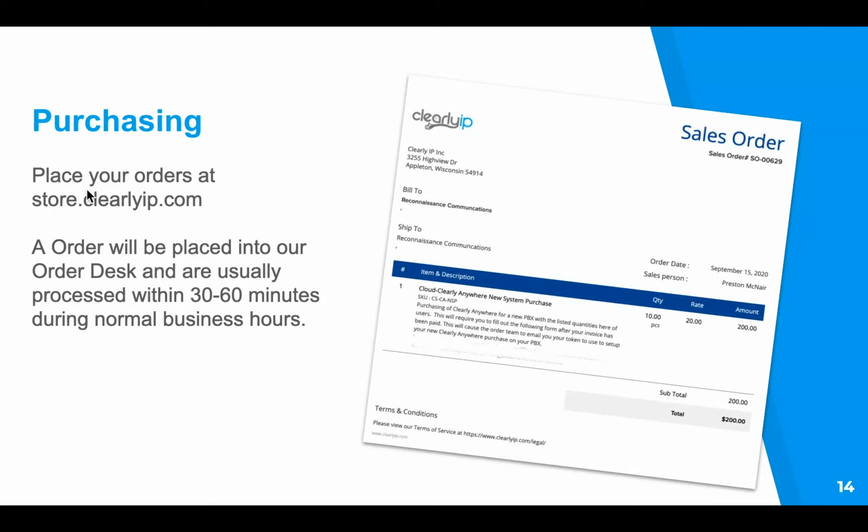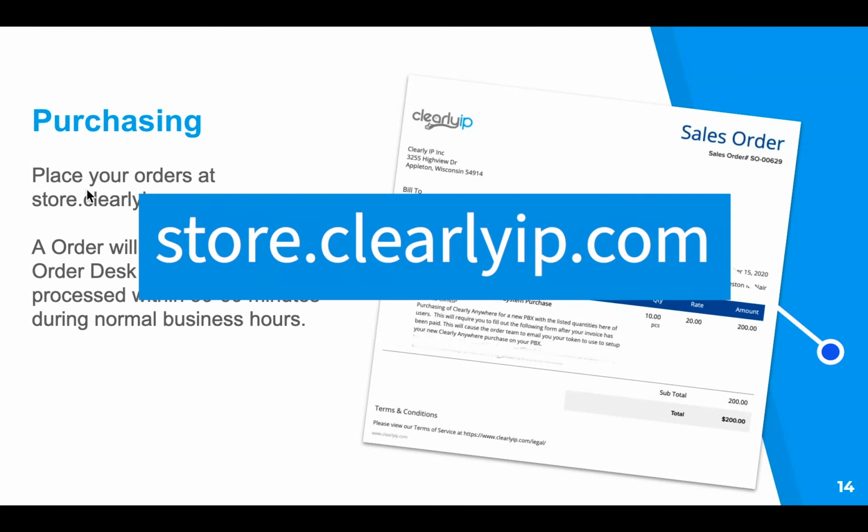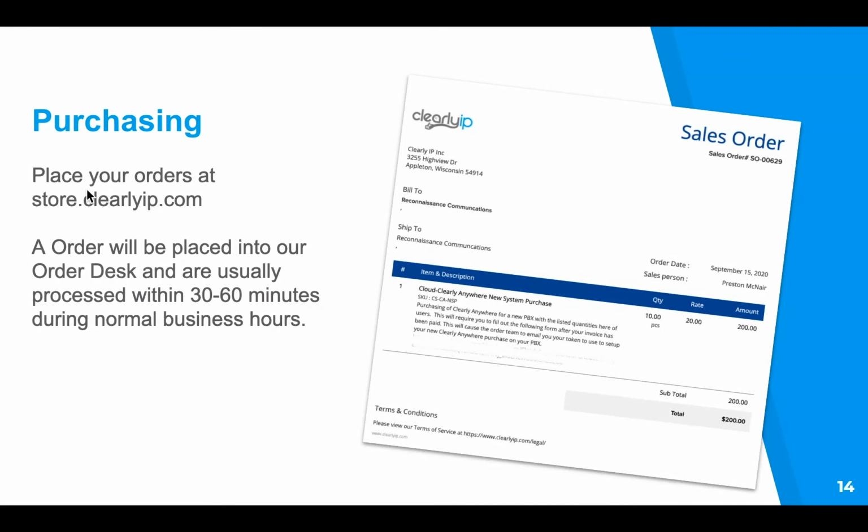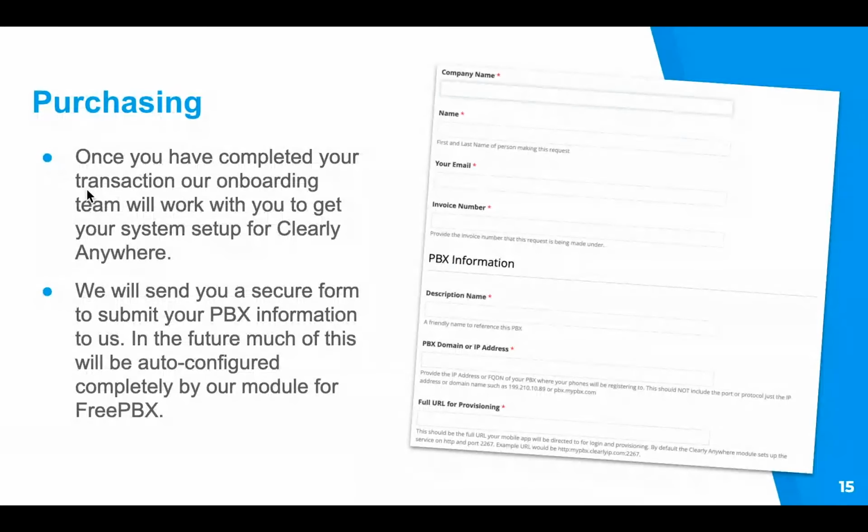So how do you purchase? The easiest way for purchasing is just go to store.clearlyip.com. You can place an order for Clearly Anywhere. Those orders come into our order desk. They get processed usually in a half hour to 60 minutes. Once we process them, you'll get an automated email from our system asking you to fill in this little form here, with a link to the form, for some information together for the licensing.